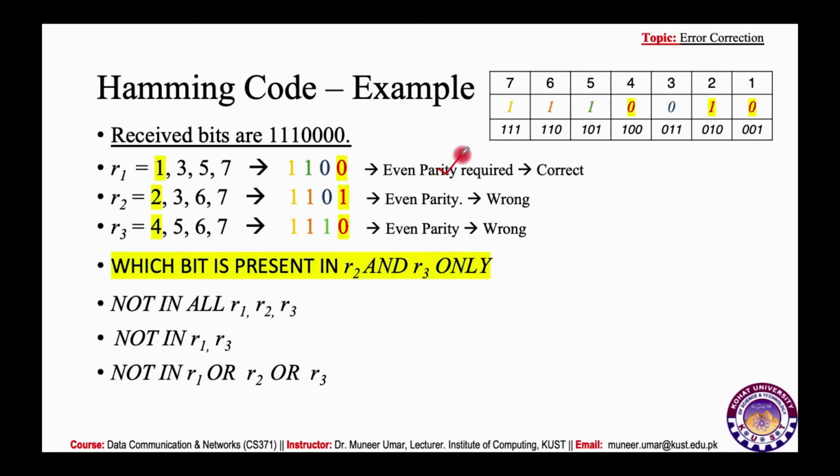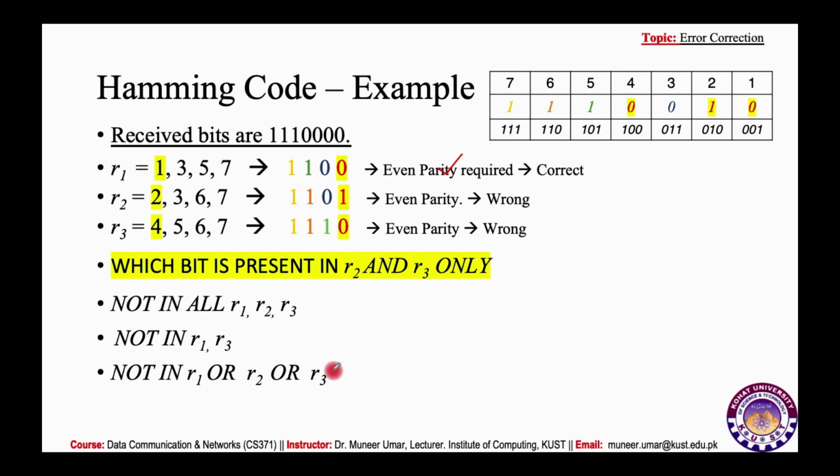Now, the first one is correct. R1 is correct. R2 and R3 are wrong. So here, we can detect this in a very simple way by asking a question: which bit is present in R2 and R3 only? By only, we mean that it shouldn't be in R1, or in R1 and R3, or in individual R's.